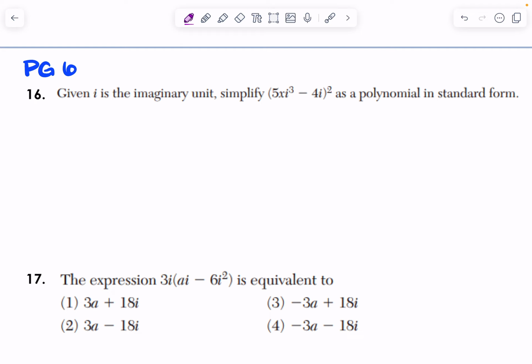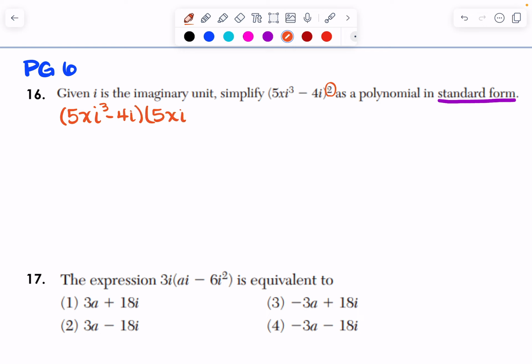So given i is the imaginary unit, simplify this as a polynomial in standard form. So standard form, we have to know what that means, whether it's real or imaginary or complex. So let's see what our answer comes out to, and then we'll revisit that. The first thing that we're going to need to do here, this squared tells us to rewrite or expand this. So (5xi cubed minus 4i), and if we're squaring it, that means we're multiplying it by itself.